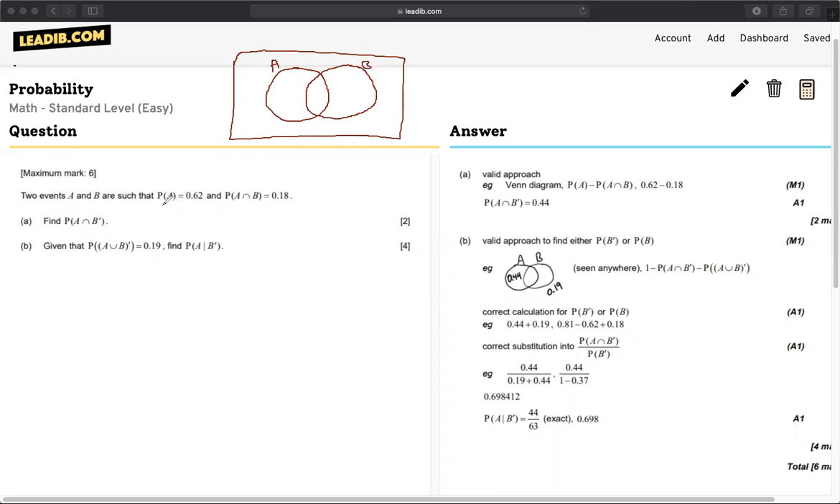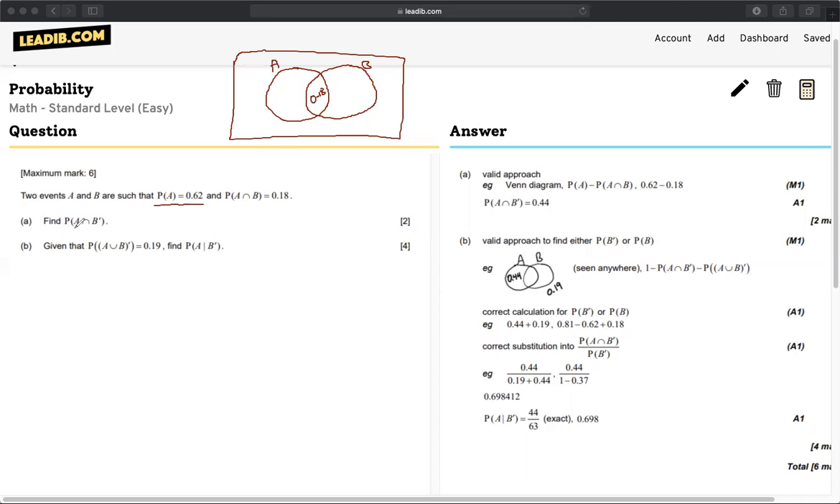Okay. Now we already know that probability of A is 0.62. What that means is this entire area, entire thing inside that circle A, has a probability of 0.62. Let me undo that now. And A intersection B is 0.18. So this small area here is 0.18.